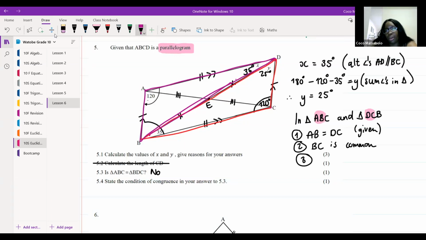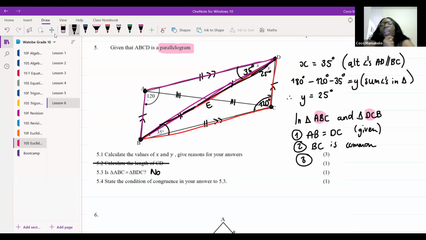Do you see that? Because look at the information we have. I'm going to get 35 degrees and 35 degrees. And then we know that AD is equal to BC because of properties of a parallelogram. I need one more reason from you. Ma'am, we can also say angle A is equal to angle C. Good. That's going to give us angle side angle. Or we can even say that BD is common. Do you see now that they've not arranged their triangles properly?